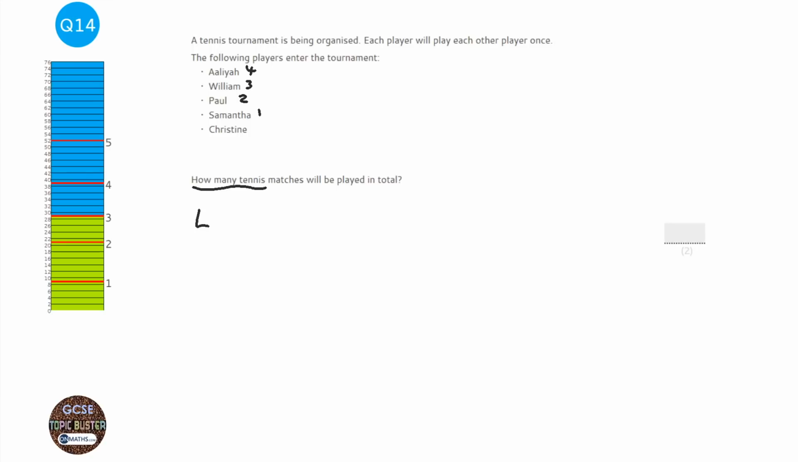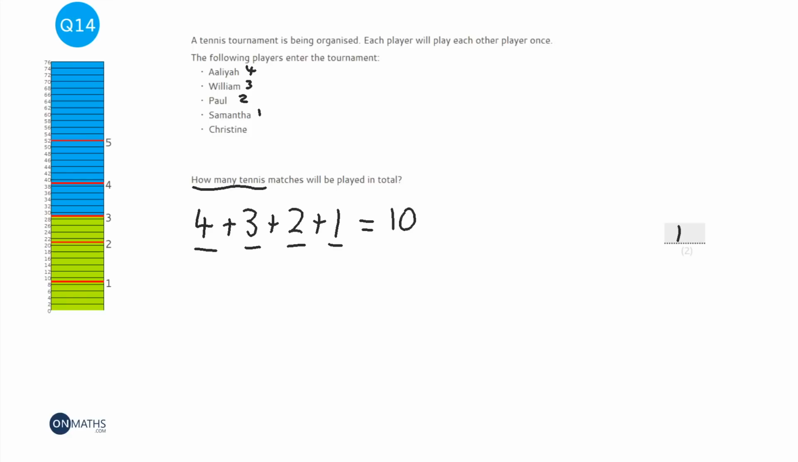So, we've got the four matches Elias is going to play, three matches that William's going to play, not counting the one we've already counted from Elias, plus the two Paul's going to play, plus the other one that Samantha's going to play. So, 4 plus 3 is 7, plus 2 is 9, plus 1 is 10. So in total, there are 10 different matches going to be played.